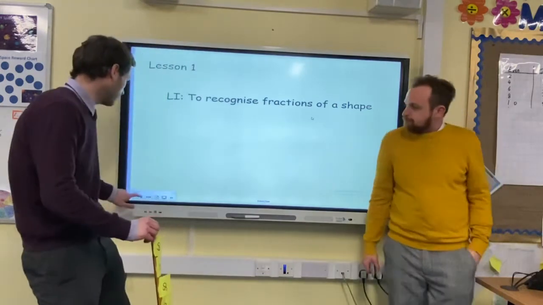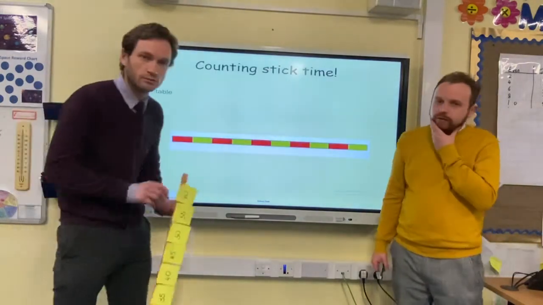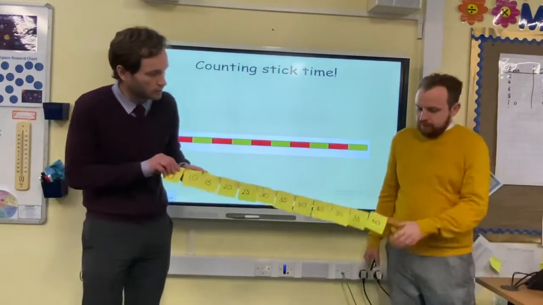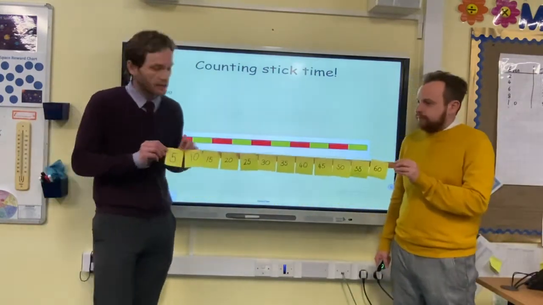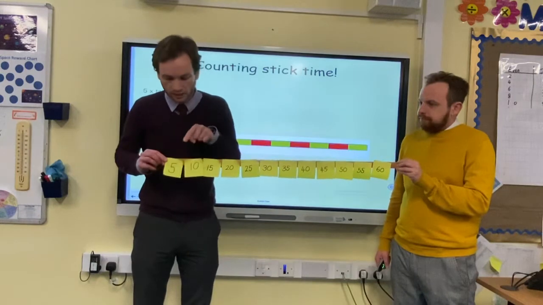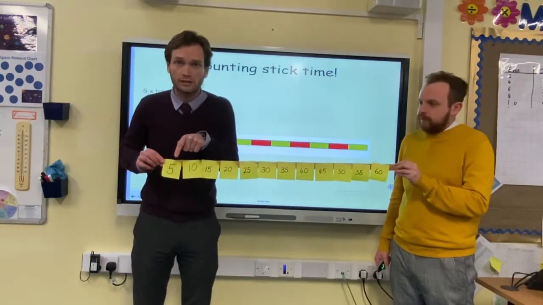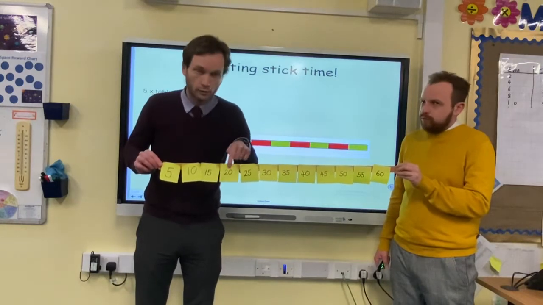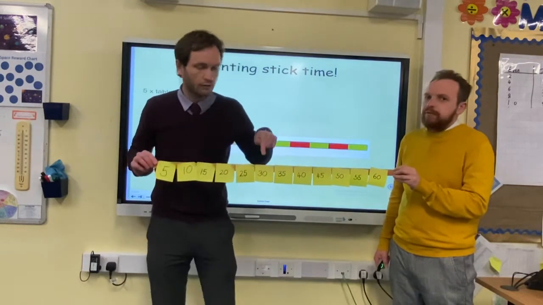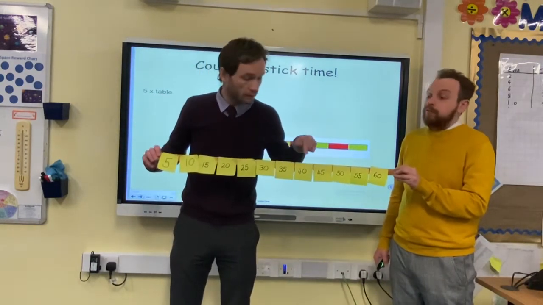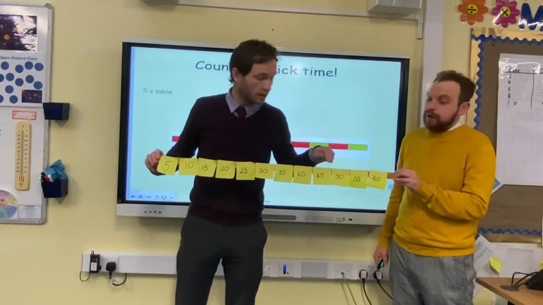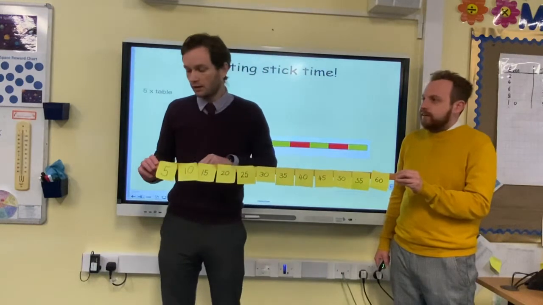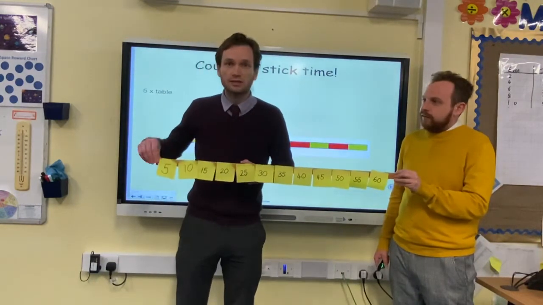So we are going to start with the counting sticks. Okay, so everybody, count along at home, please. 5, 10, 15, 20, 25, 30, 35, 40, 45, 50, 55, 60. Okay, now let's say it as a times table.